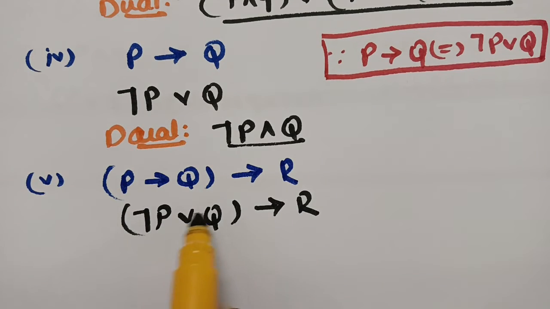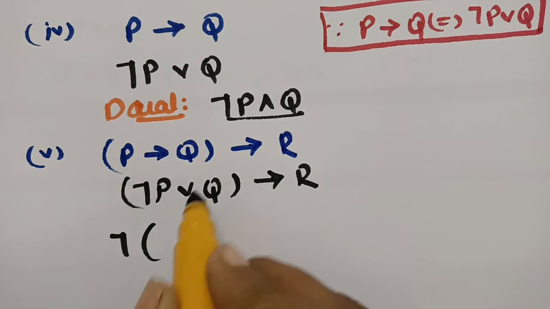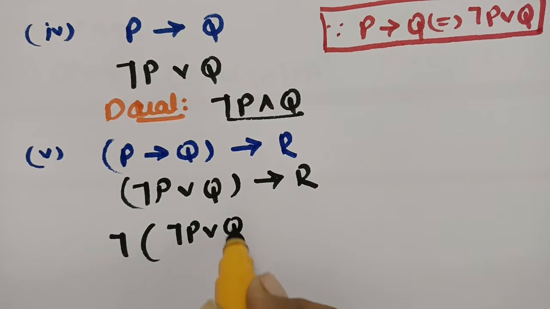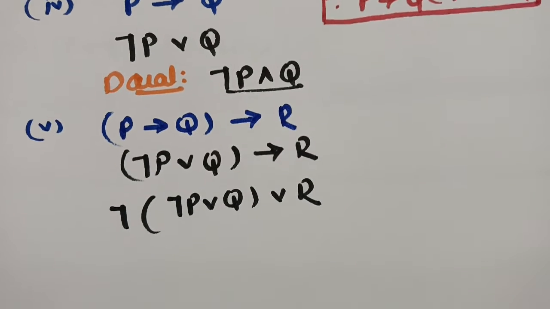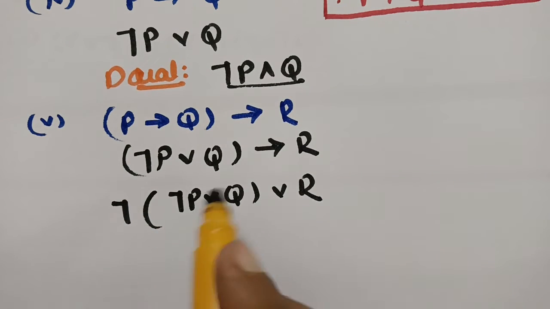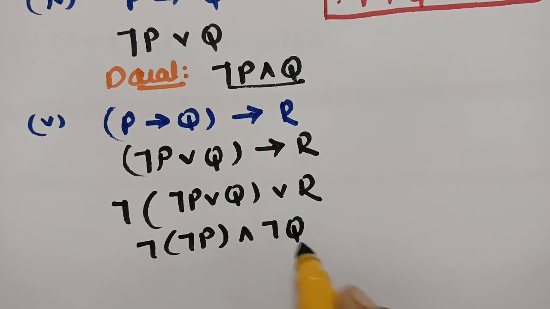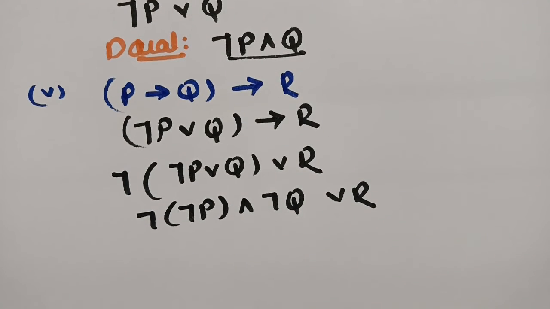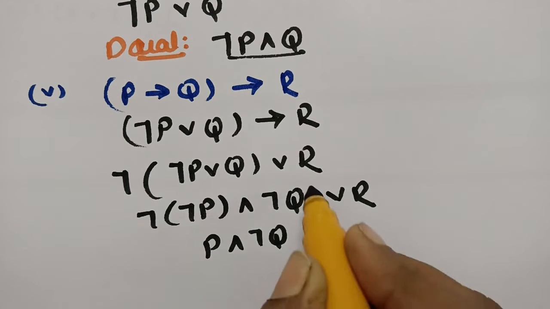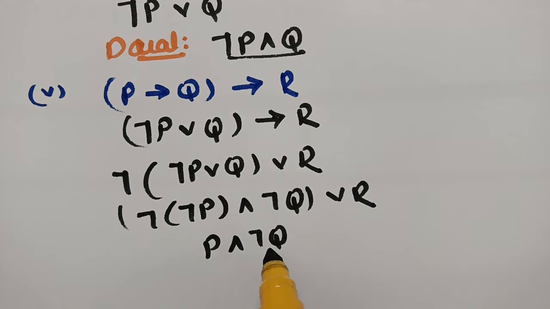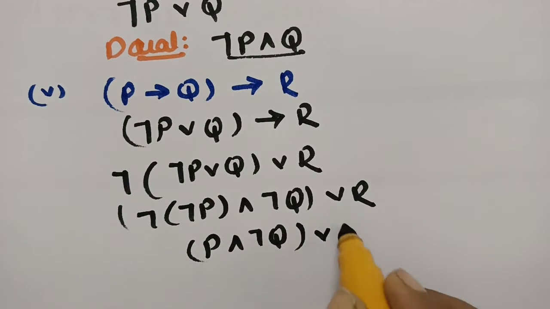And again, if you consider this as one statement, it can be written as negation of the whole thing, or R. Clear? If I send negation inside, this will be negation of negation P, and the or will become and, negation Q, or R. Negation of negation P is nothing but P, so P and negation Q or R.